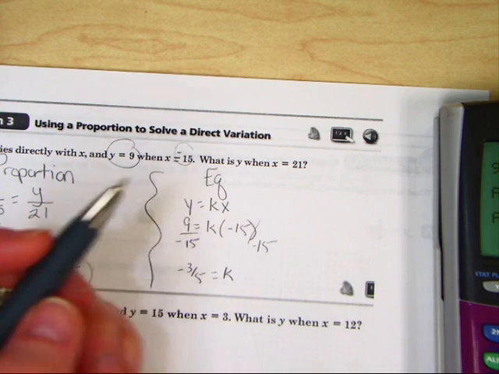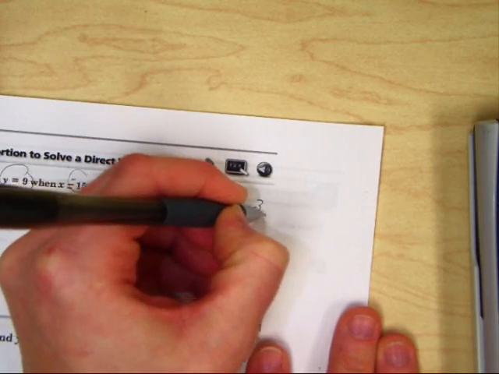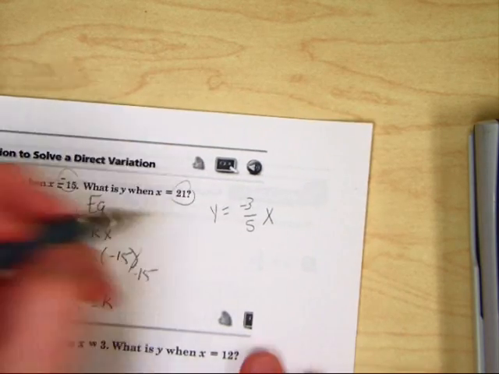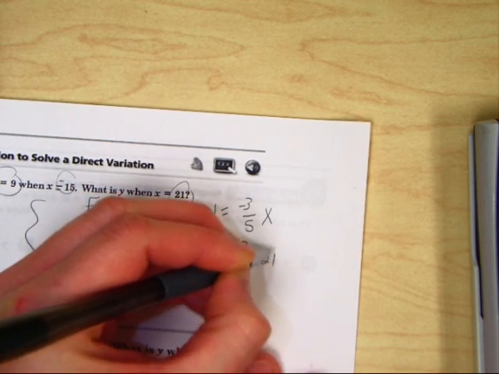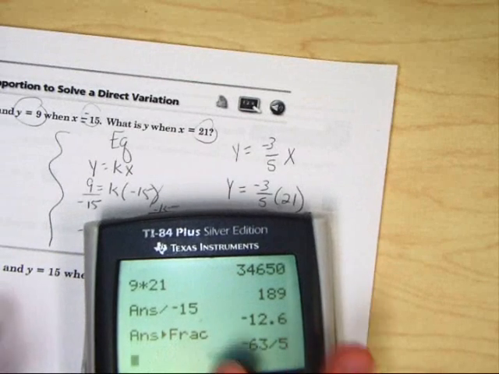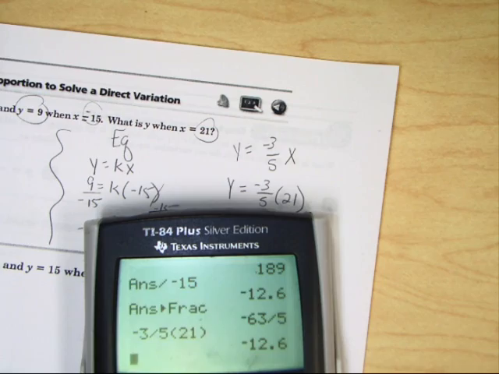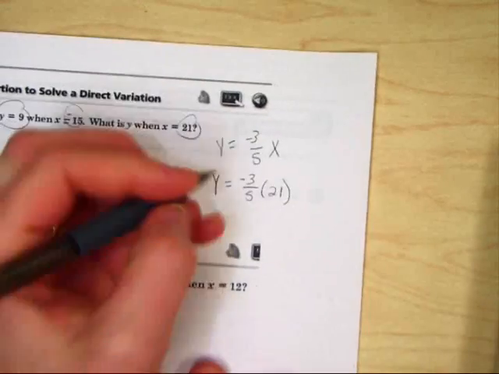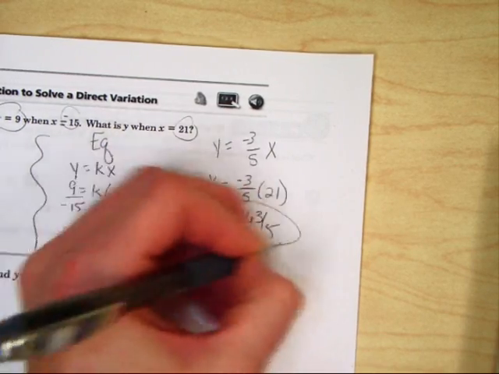After you solve for k, you make your equation. Y equals negative 3 over 5x. Now that you have your equation, you plug in 21 for x and you'll get y right away. So you plug in 21, okay? So we'll do negative 3 divided by 5 times 21, and that'll equal negative 12.6, which is again the same answer we had before of negative 63 over 5. I don't care which way you like, just be able to do either of them, whichever one you want.